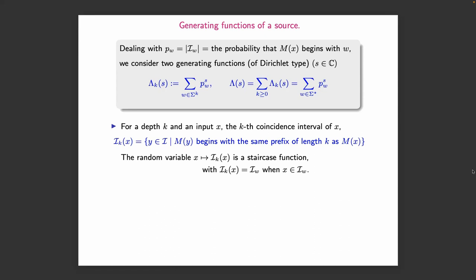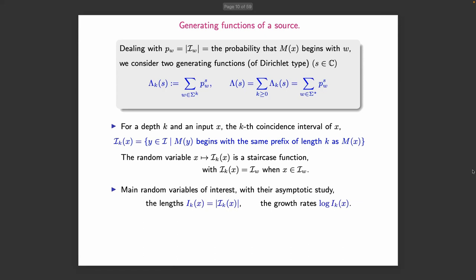And of course, the random variable that associates to x, I sub k of x, is a staircase function. And when x belongs to I_w, of course, I sub k of x is equal to I_w. Now, the main random variable of interest for the source is the length of this interval, I sub k of x. Also, because in a general setting, at least for classical sources, this length decreases in an exponential way, we are interested in the growth rate.